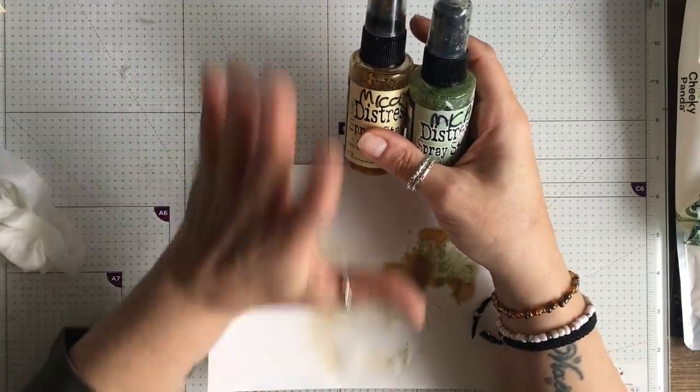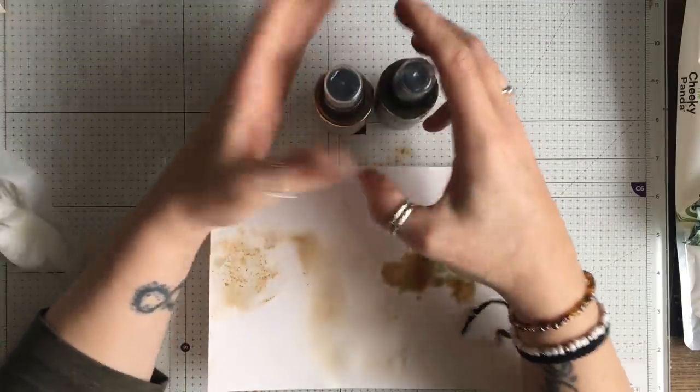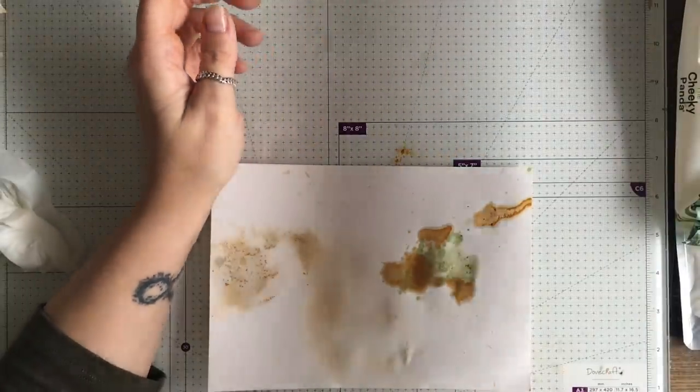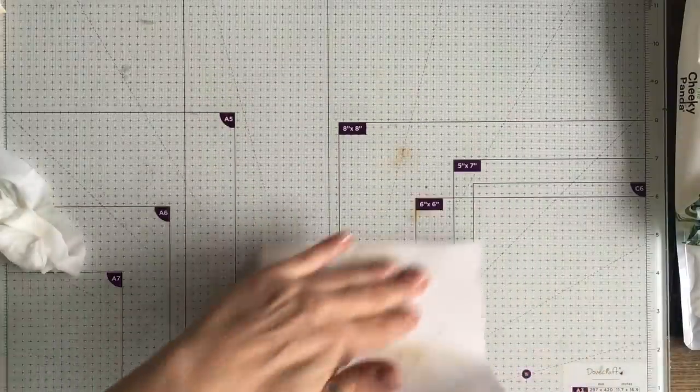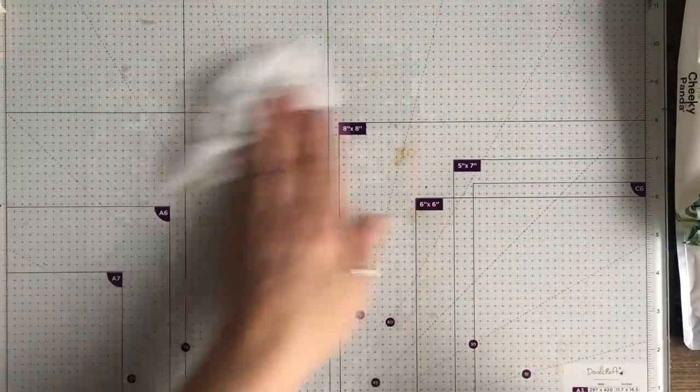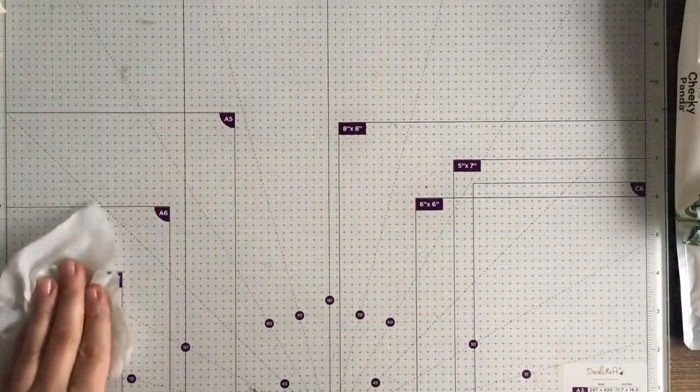So obviously we've all learned something there. Don't use too much mica and make sure you keep your nozzles clean.